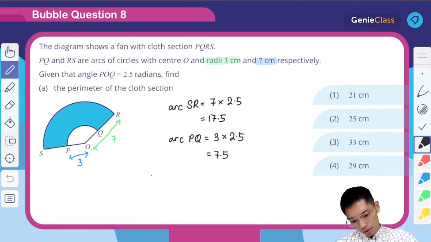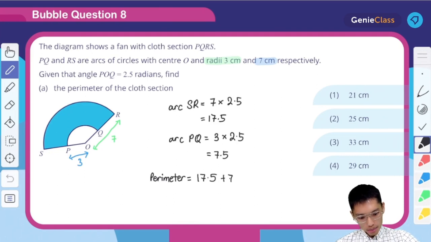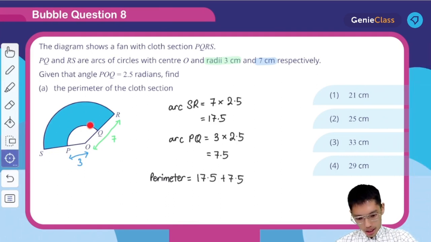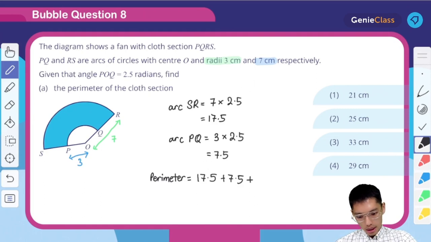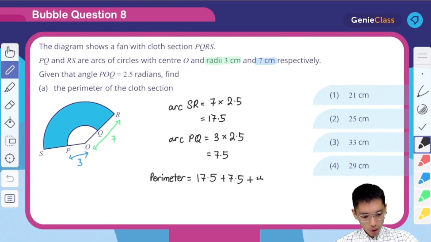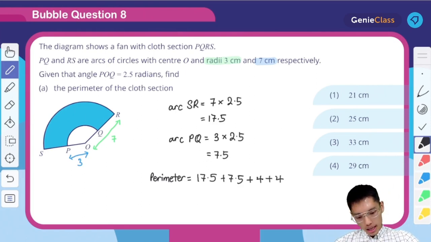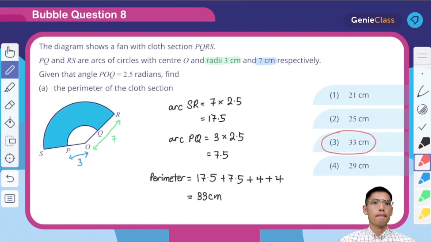Lastly, perimeter. How do we find it? Perimeter equals to the big arc SR, this one over here, plus the small arc PQ, this one over here, plus summing the two, this one and this one. So which is 4 and 4, because 7 minus 3. That's how you give the 4. And this gives me my perimeter of 33 cm, which is why my answer is number 3. So take note over there. Alright.